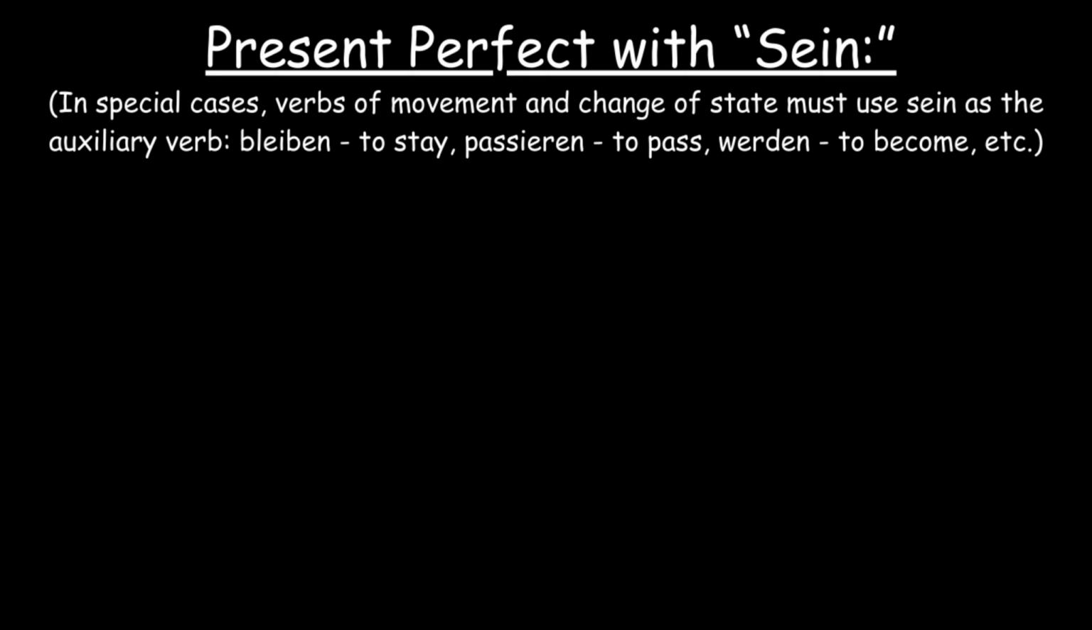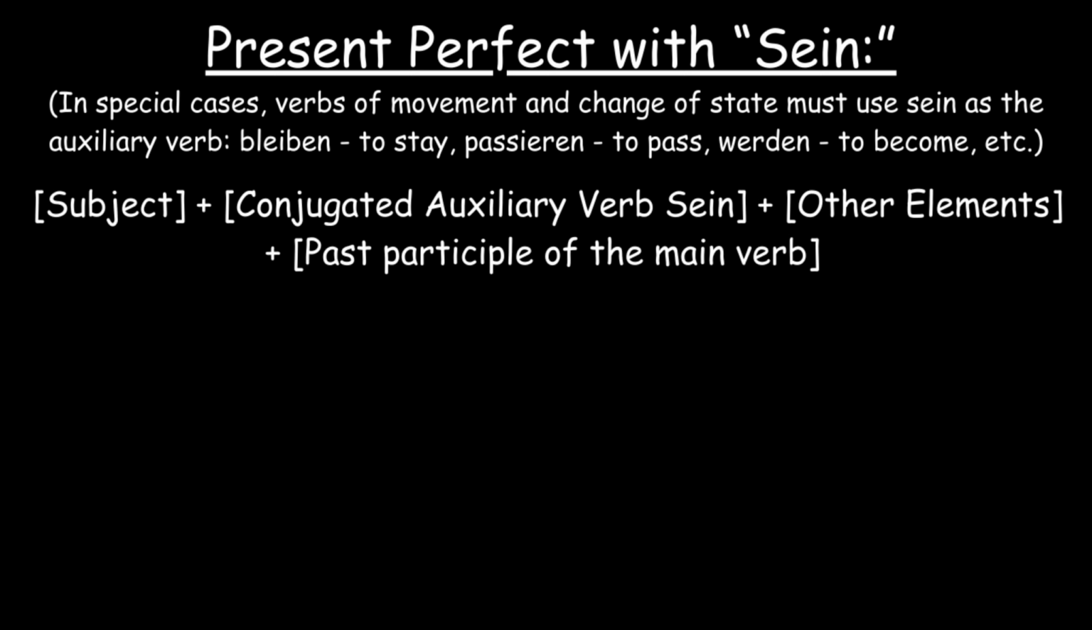At the beginning of the video, I mentioned that the present perfect can also use sein as the auxiliary verb, and now let's conclude with this concept. In special cases, verbs of movement and change of state must use sein as the auxiliary verb, like bleiben, passieren, and werden. Just like with the auxiliary verb haben, the pattern of using sein is no different: a subject, a conjugated auxiliary verb sein, other elements, and a past participle of the main verb.